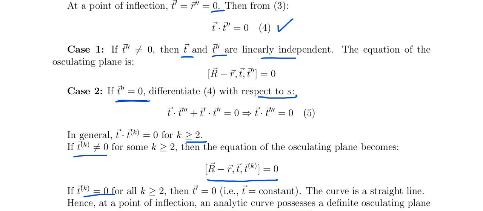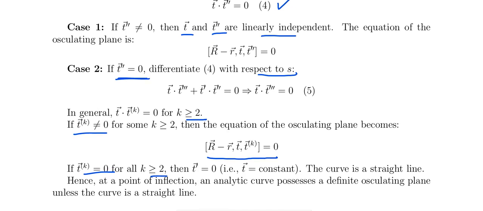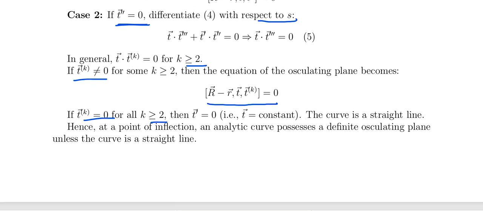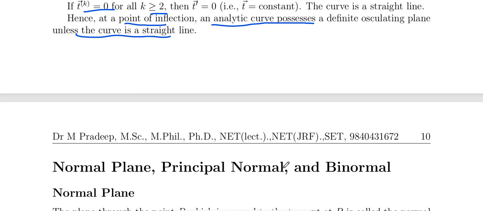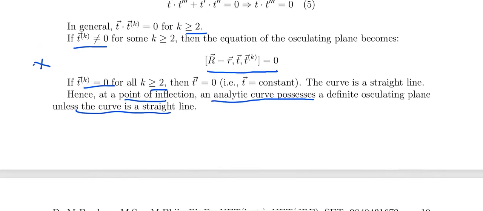If t kth derivative is equal to 0 for all k greater than or equal to 1, then take t dash equal to 0, that is t equal to constant. If t is constant, then it is a straight line. The curve is a straight line. So at the point of inflection, an analytic curve possesses the definite osculating plane unless the curve is a straight line. That is a very important result. Okay, so I will stop here. Tomorrow we will express the normal plane. If you have any doubts, send a message on WhatsApp.